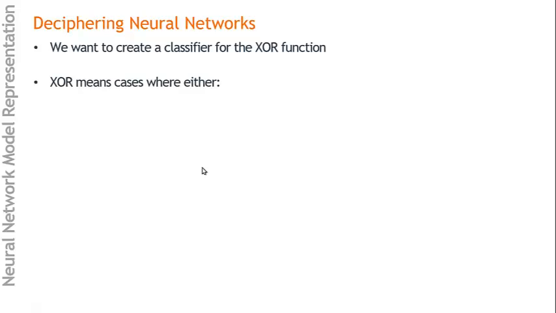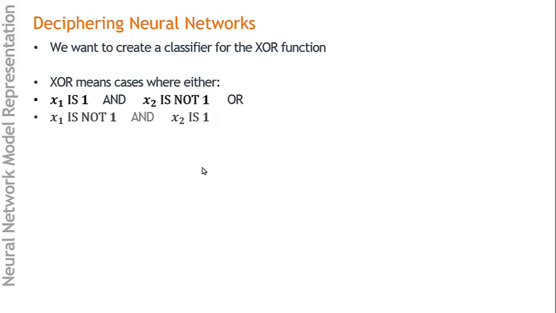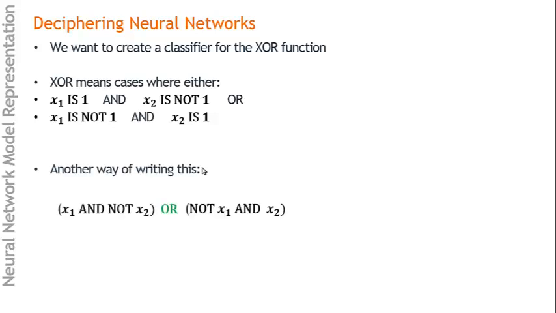So we want to create a classifier for the XOR function. Here's another way of saying it. We can break it down into logical operations. If you've studied logic, these are basic logic gates. x1 is 1 and x2 is not 1, or x1 is not 1 and x2 is 1. It has to be one or the other. And you can see these are exclusive. It's not possible to have both of these cases at once. And it's possible to have neither of these cases. You could have x1 is not 1 and x2 is not 1, and that wouldn't be either class. Or you could have x1 is 1 and x2 is 1. That's not in either class.